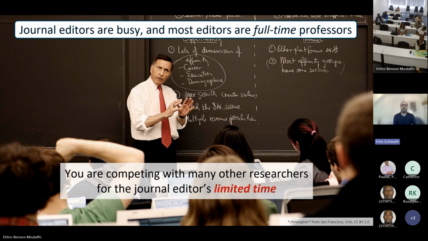And that means that the workload of a journal editor and the people on the editorial board is such that you really need to make a good impression from the very get-go, in order for them to get a sense directly that the work that you're submitting to them is of relevance to the journal. It is impactful. The readers of the journal, the audiences that they serve, would benefit from it. So you have to make a good impression from the very start. Next slide, please.